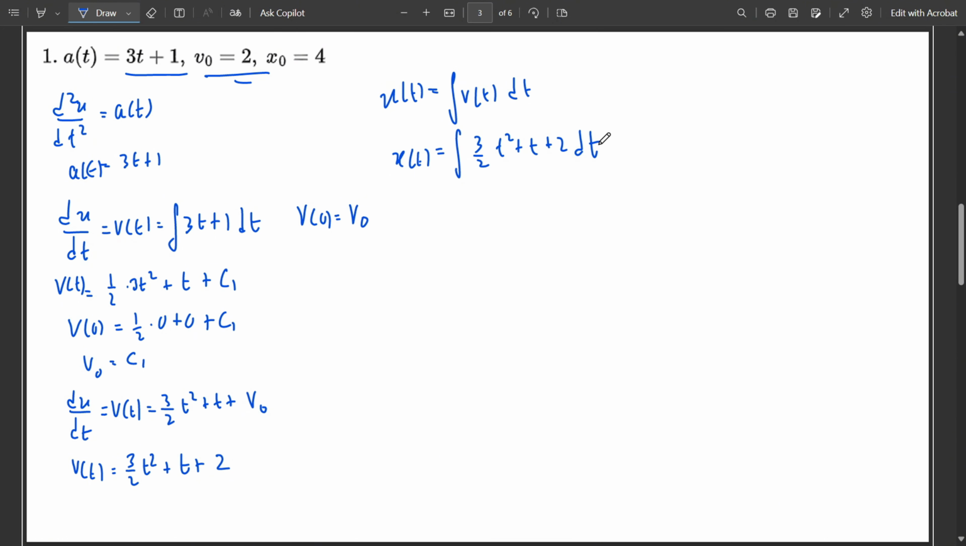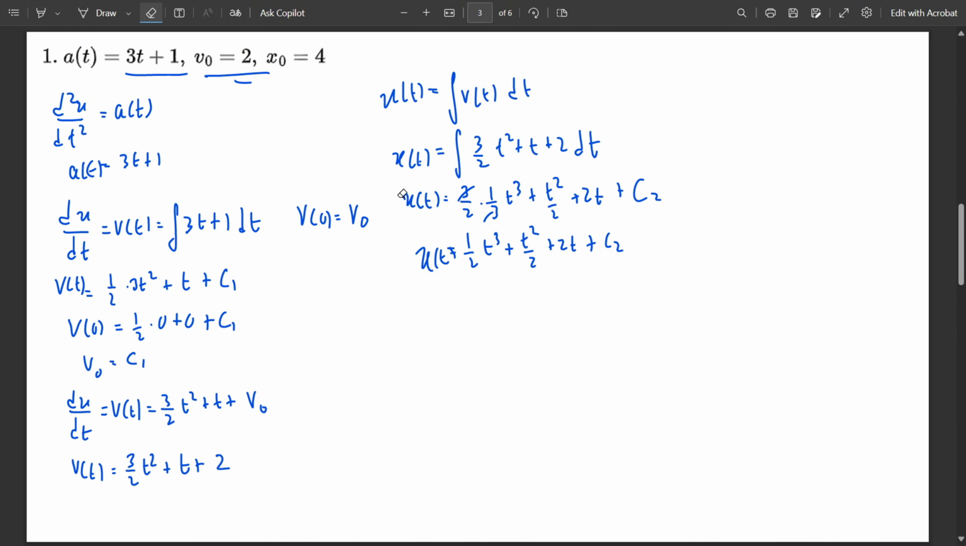Okay, now we need to integrate this, so we have x of t equals 3 over 2 times 1 over 3 t cubed plus t squared over 2 plus 2t plus the constant of integration. Well, we can cancel these: a half t cubed plus t squared over 2 plus 2t plus c2. This is our x of t. Oh, sorry.